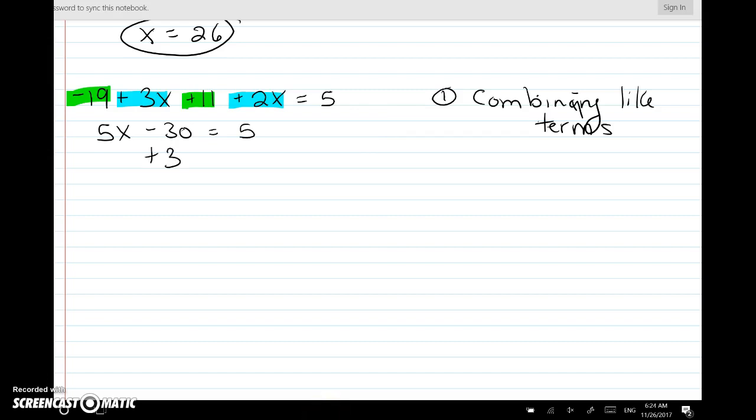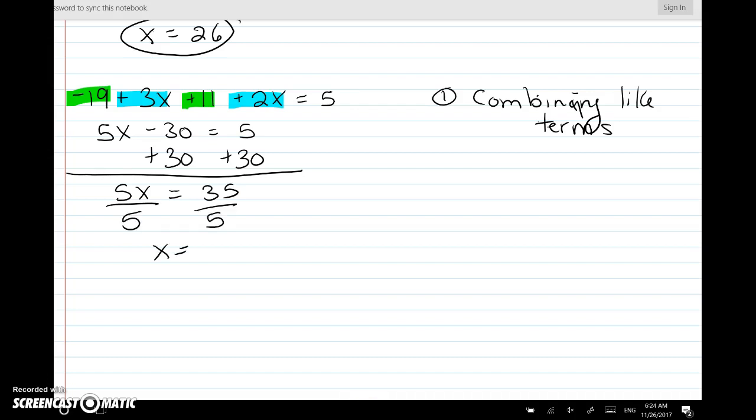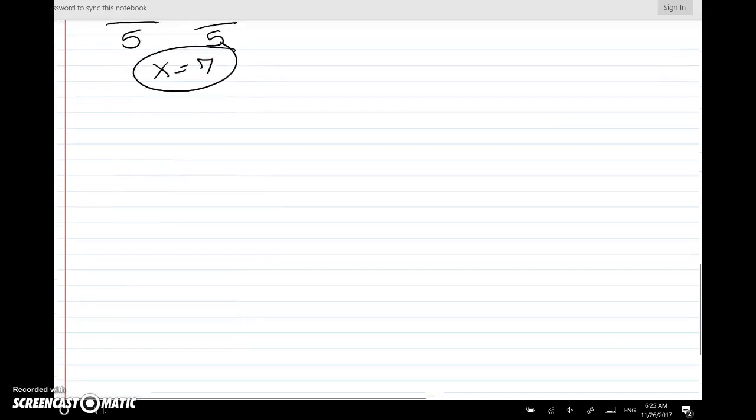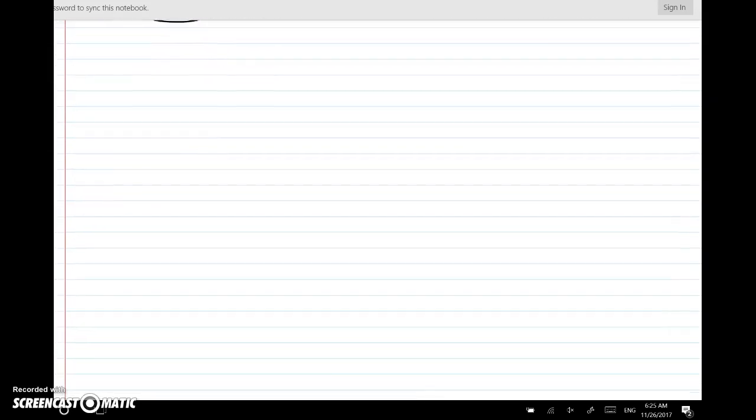I'm going to add 8 to both sides. I get 5x equals 35. Divide both sides by 5. X equals 7. So here we've seen so far distributive property and combining like terms, not together. Yes, we can have this all together. So let's take a look at some of those problems now.